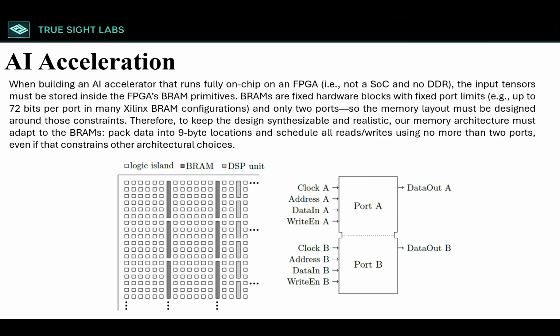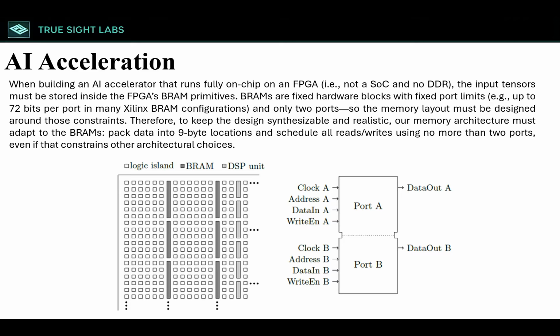When you build an AI accelerator that runs fully on-chip on an FPGA, meaning no system on chip and no DDR, you're forced to store the inputs inside of block RAM. And block RAM is not something that we can redesign however we want. It's a fixed physical hardware block with fixed limits. You get a limited port width and only 2 ports. So the memory system has to be built around the block RAM and not the other way around.